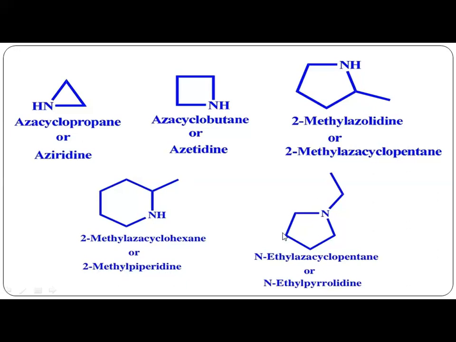After that, next one is again a 5-membered ring, a cyclopentane ring. There is one nitrogen atom and an ethyl group as the substituent, and that substituent is present on the nitrogen atom. So here we start the numbering with the nitrogen atom. We write it as N-ethylazacyclopentane or N-ethylpyrrolidine. Okay, thank you.